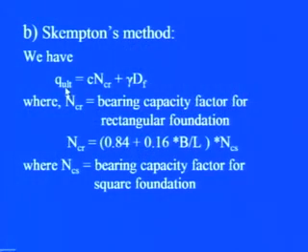Now, if we use the Skempton method, we have q ultimate equal to NCR plus gamma Df, where this NCR is the bearing capacity factor for a rectangular foundation, and as discussed earlier, this NCR is equal to 0.84 plus 0.16 B by L into NCS, where this NCS is for the square foundation.